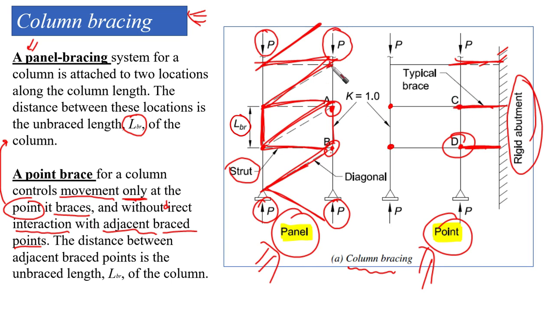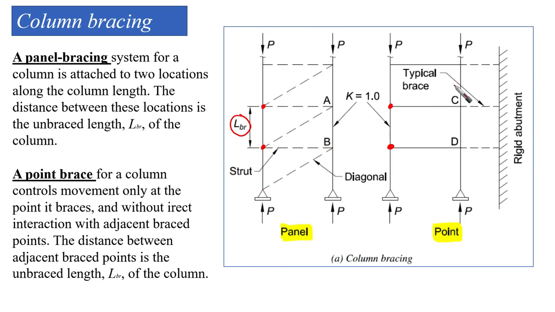For example, we have this diagonal connecting here and here, right? Here, no. There's only this level that is going to be braced. Okay, this level here, this level here, this level here. The distance between adjacent braced points is the unbraced length LBR of the column. So still we have this: this is AB here, this is CD here. Both of them are going to have this LBR, the braced length.